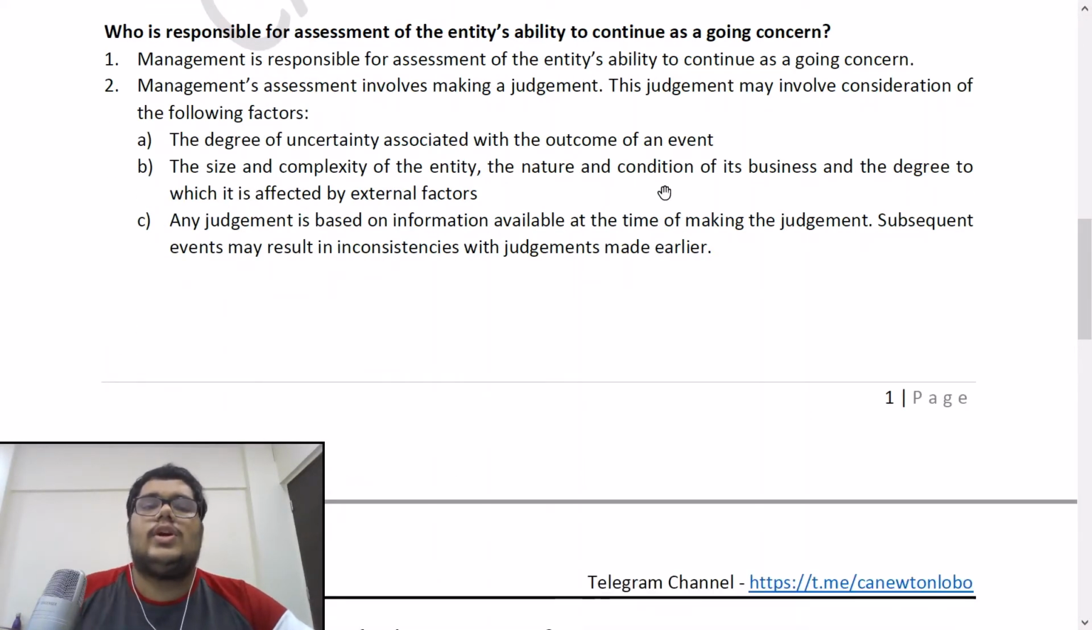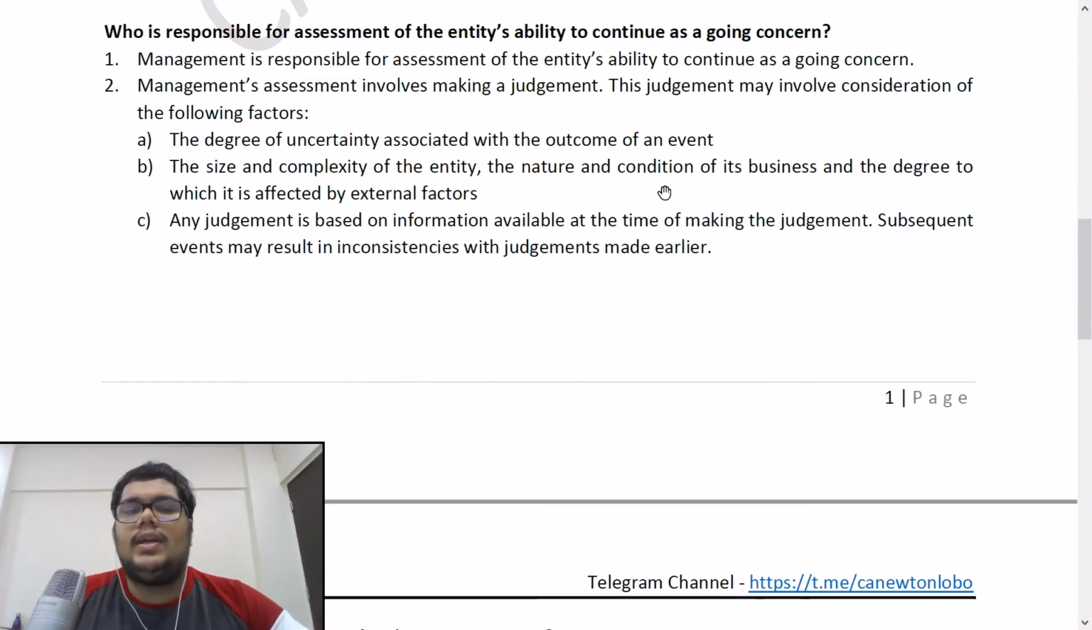Now, next question, who is responsible for assessment of the entity's ability to continue as a going concern? Very important, always remember that management is responsible for assessment of the entity's ability to continue as a going concern. Similarly, as the responsibility to prepare the FS lies with the management, the auditor is only going to evaluate the appropriateness of the preparation of the FS, and he is also going to check the appropriateness of the management's assessment. So similarly for going concern, see the first point, management is responsible for the assessment.